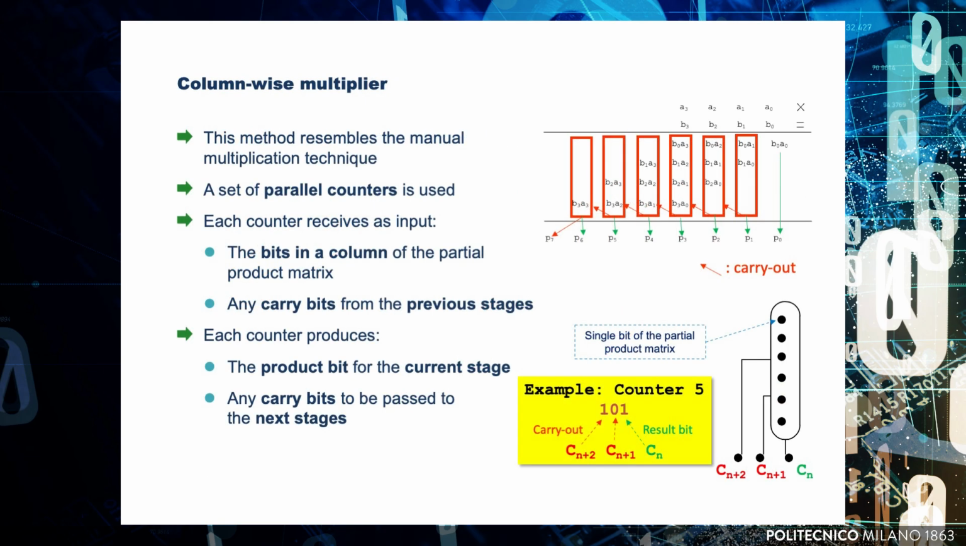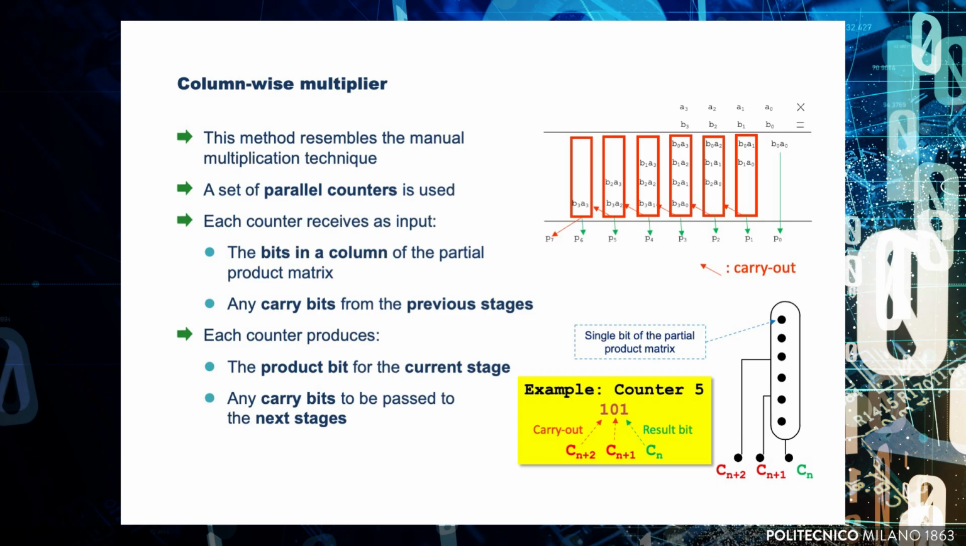The last architecture we examine adopts a method similar to the one used when performing decimal multiplication by hand. In this case, the addition is carried out column by column. Thus, the addition now involves summing all the bits required to generate a specific output bit of the result. Summing many bits is equivalent to counting how many of them have the value 1. This counting operation is performed by the so-called parallel counters.